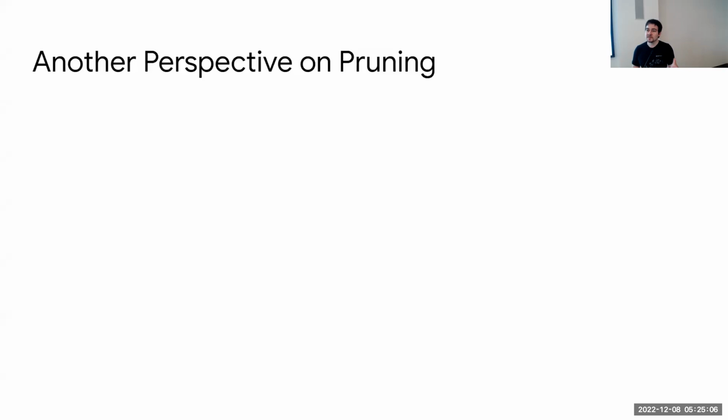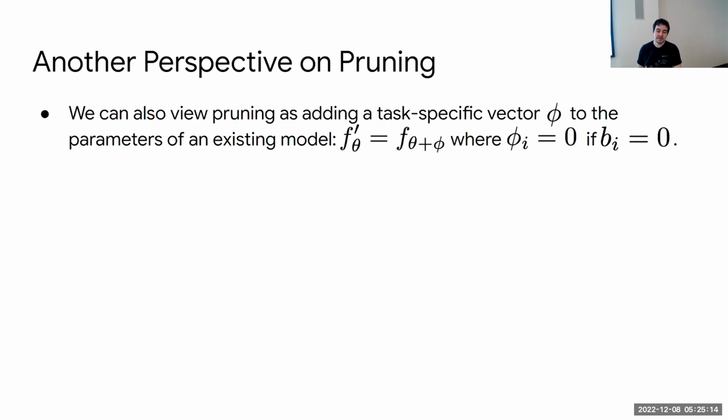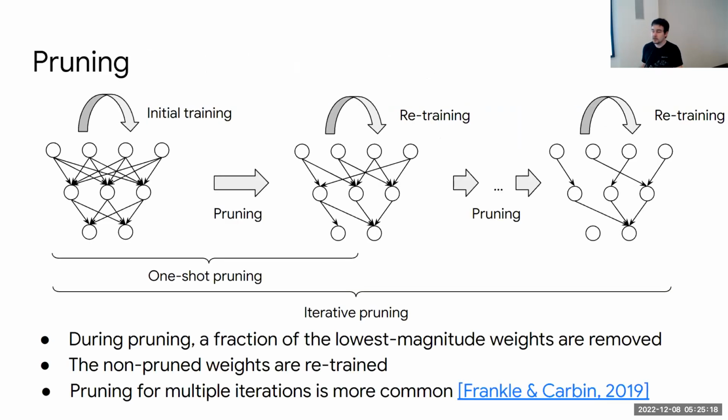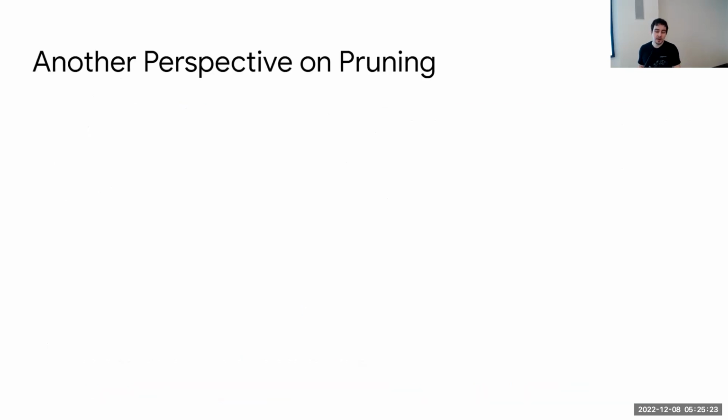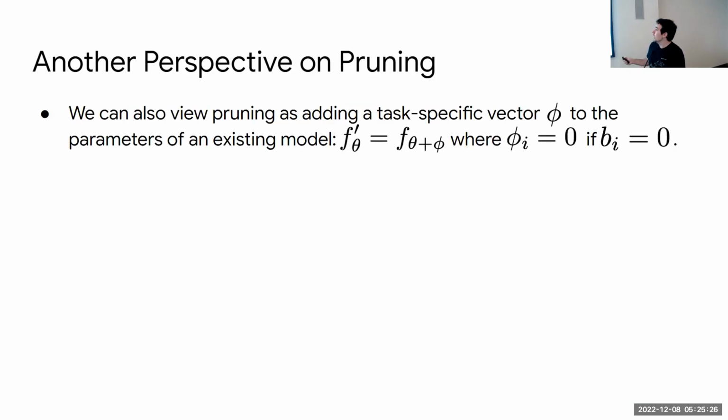Now, for our purposes, we can also view pruning through the lens of the addition or modification of the existing parameters of the model. Because typically, as we've seen here, we would always retrain the non-pruned components, we can view pruning as adding this sparse parameter vector phi to the existing parameters of the model, where the parameter phi has values where our binary mask is not 0.